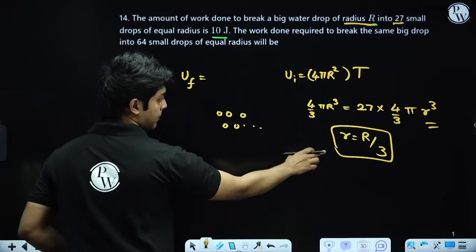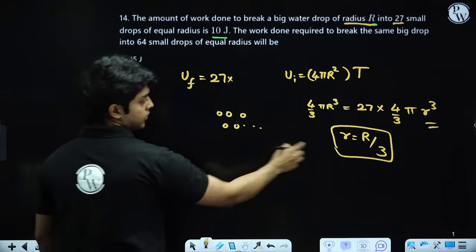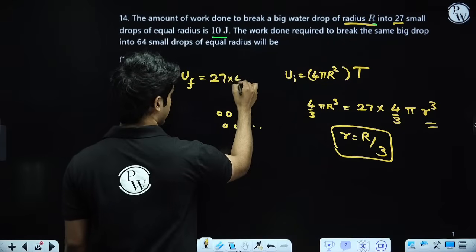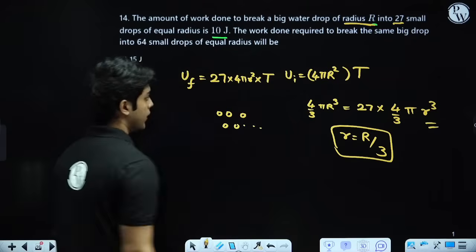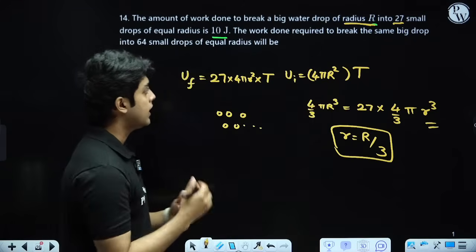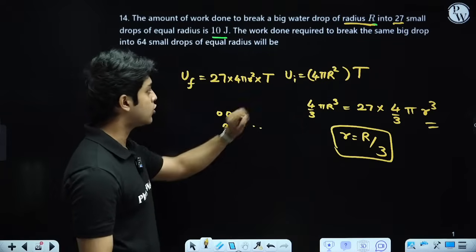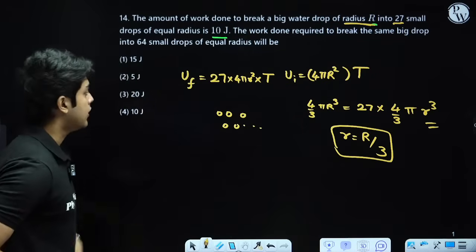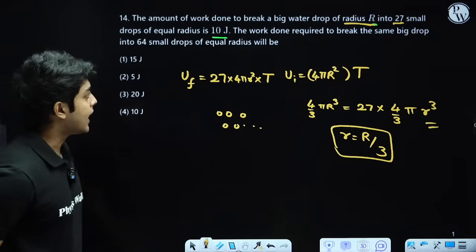We have 27 drops, so 27 surface areas. Surface area will be 4 pi small r square multiplied with the surface tension. This is the final surface energy, and this is the initial surface energy. The difference will give us the work that needs to be done to convert them. So I'm not doing the calculation.